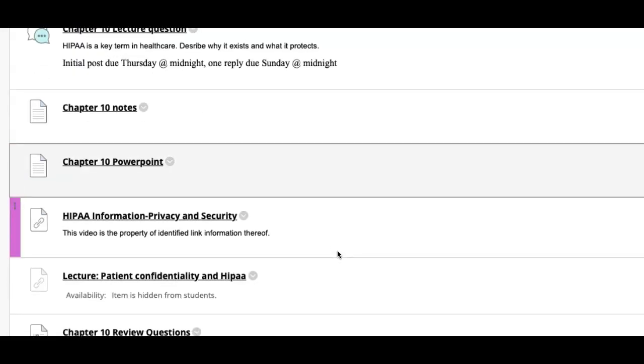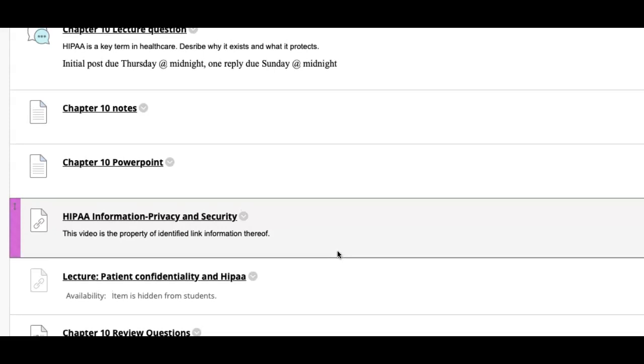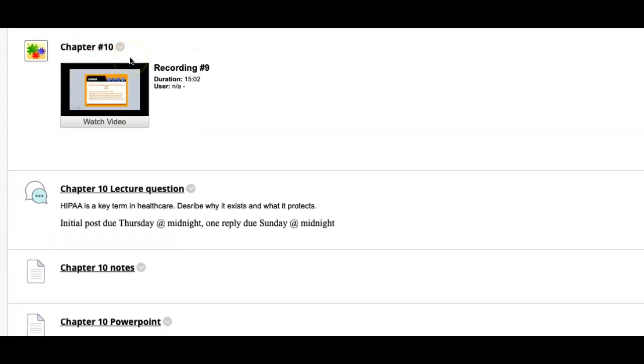Do some research. Then we have some information about HIPAA privacy and security. Lots of great information in the text as well in Chapter 10, but make sure you also do your Chapter 10 review questions. So a pretty standard week.